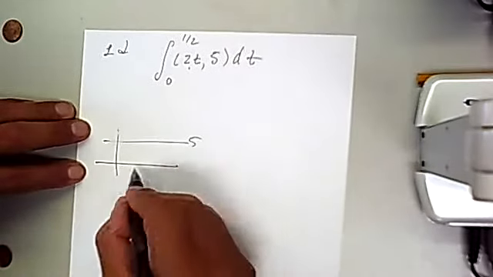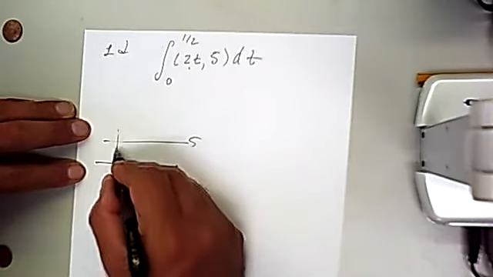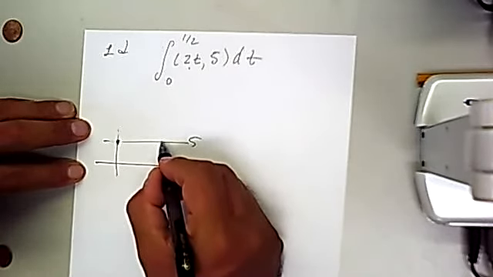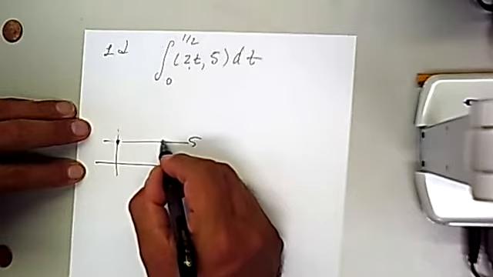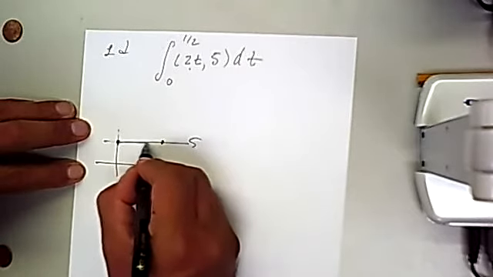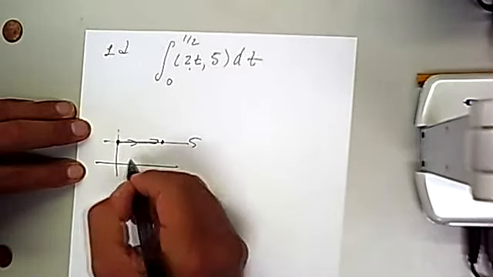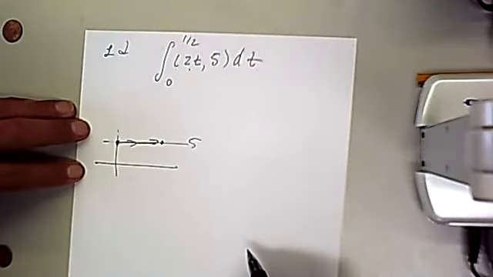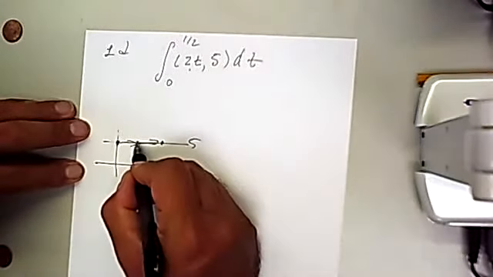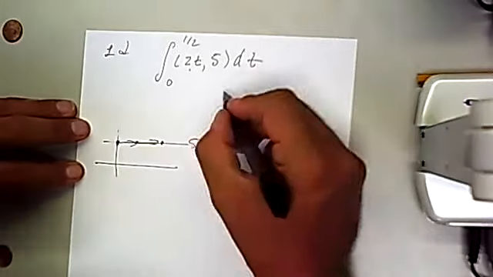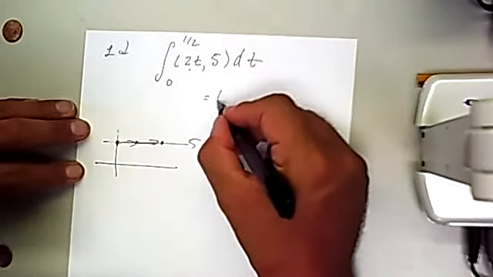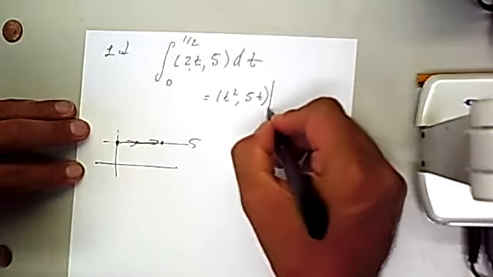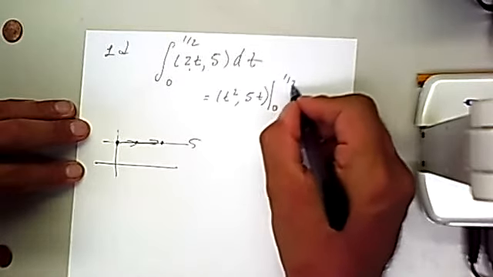There's the 5, and we go from 0.5 to 1.5, but we're going twice as fast. This is faster than example 1A. So are we going to get the average in the middle? Let's figure this out. Okay, so this is going to give us t squared, 5t from 0 to 1/2.